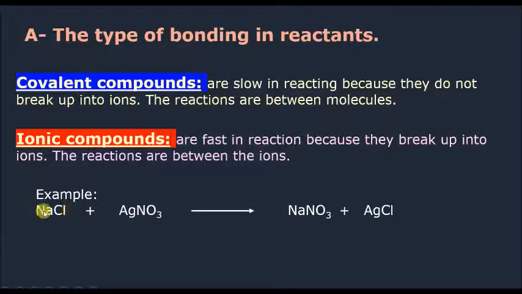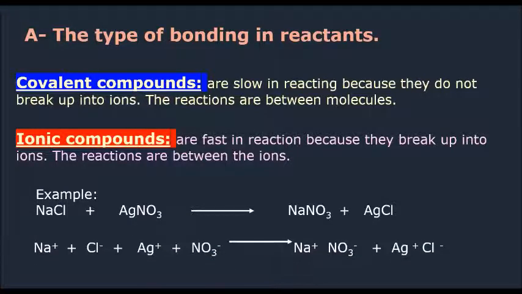For example, sodium chloride and silver nitrate. Sodium chloride and silver nitrate both are ionic compounds, so the reaction between them occurs between ions. NaCl breaks down into 2 ions, Na positive and Cl negative, and AgNO3 silver nitrate breaks down into 2 ions, which is Ag positive and NO3 negative, and the reaction happens between positive sodium and the negative nitrate, and another compound formed between positive ion of silver and the negative ion of chloride.